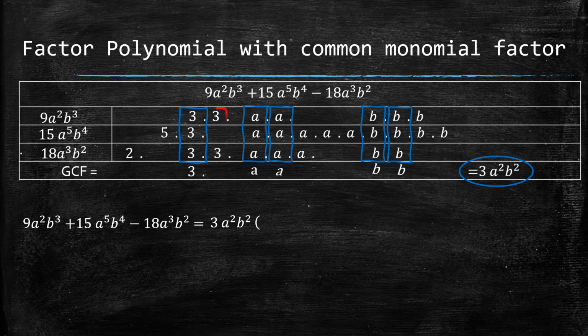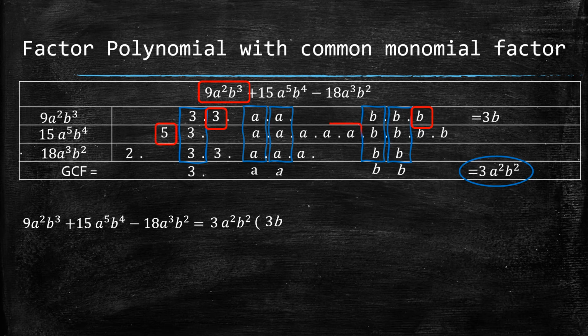Then, pangitao na nato ang mga nabilin. So, sa first term, ang nabilin is 3 and b. So, that is equal to 3b. Check the sign na sa taas. Unsang sign? Positive. So, that is positive 3b. Okay. Next.